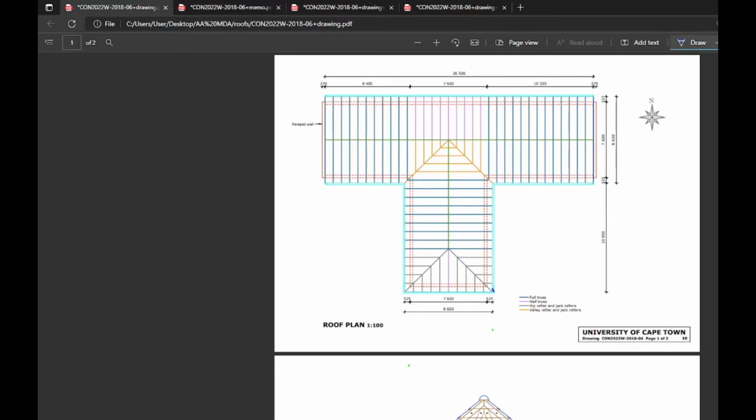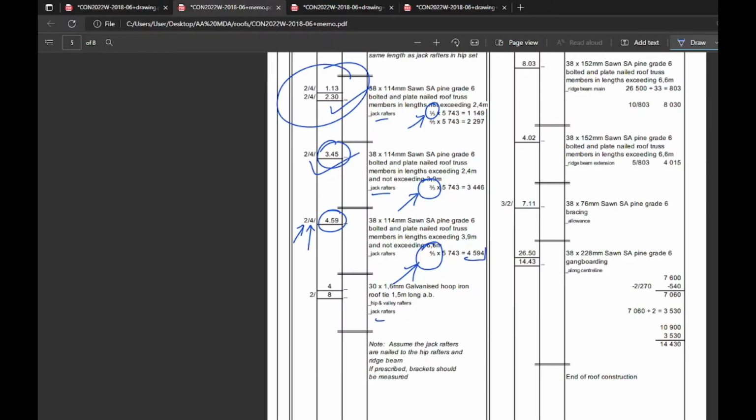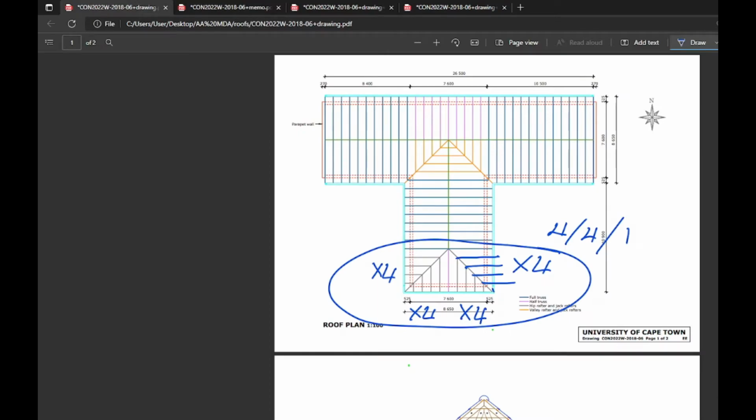So, considering hoop iron at intersects where a jack rafter meets a wall, that's it. There are 4 on that side, another 4 on this side, 4 on this side, another 4 on this side. In this area, the way I would probably describe it is 4 by 4 by 1, of course. Take a look. Interesting. So remember to exclude that, which I have done. Do not count that again. That was counted during our half truss measurement.